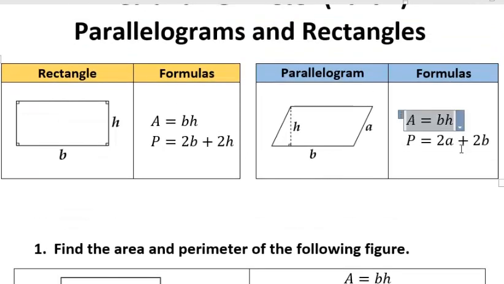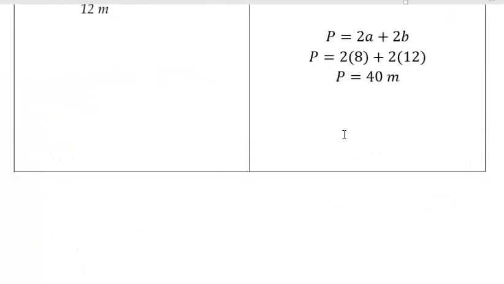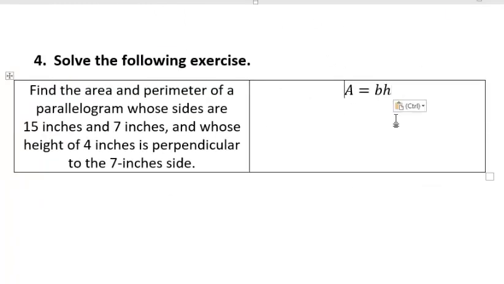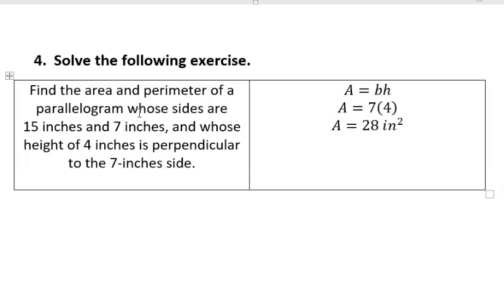So the formula for area of a parallelogram is base times height. So I'm going to paste it in here. Area equals base times height, and the base will be 7, the height will be 4. So 7 times 4, that will give me the area of the parallelogram. 7 times 4 will be 28. Okay, 28 inches. Remember, I need to put this unit squared. So it will be squared inches. 28 squared inches, that will be the area of this parallelogram.